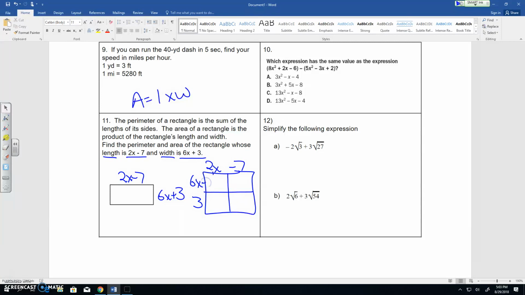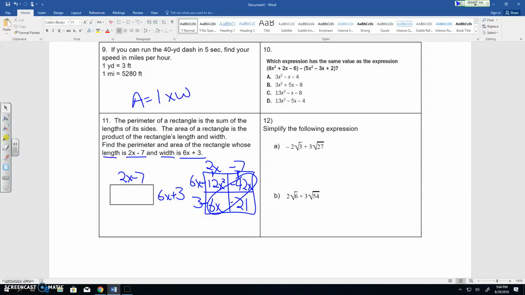So 6x times 2x is going to be 12x squared. 3 times 2x is going to be 6x. 6x times negative 7 is going to be negative 42x, big number there. And then 3 times negative 7 is negative 21. So now we just need to combine our two middle terms here.